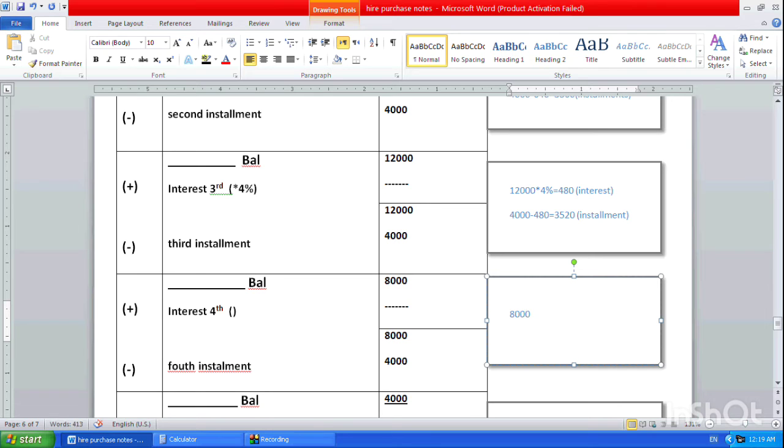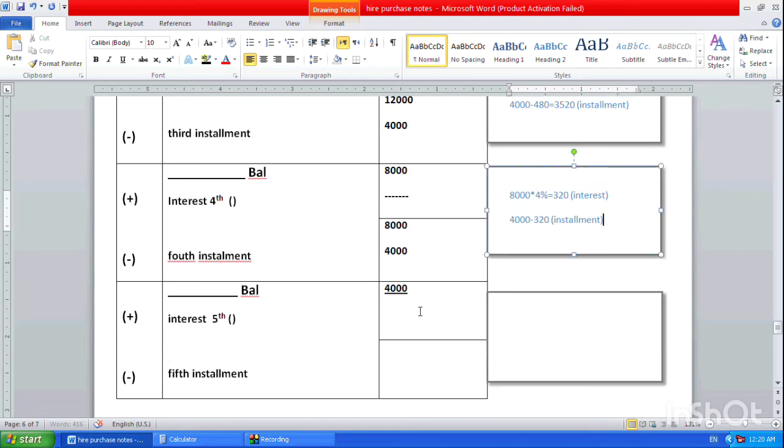Then calculate the interest. 8,000 into 4% is equal to how much we are getting? Calculate it. 320 will be the interest. 320 is interest. Now 4,000 minus 320 is equal to, this is the installment. 3,680 we will get. Okay, so the interest is completely nil.